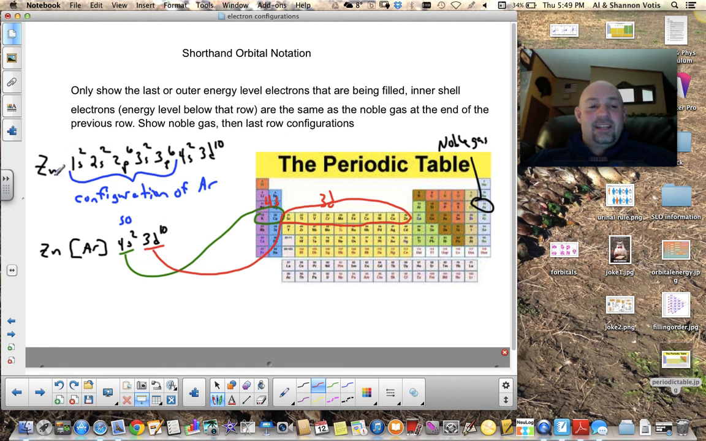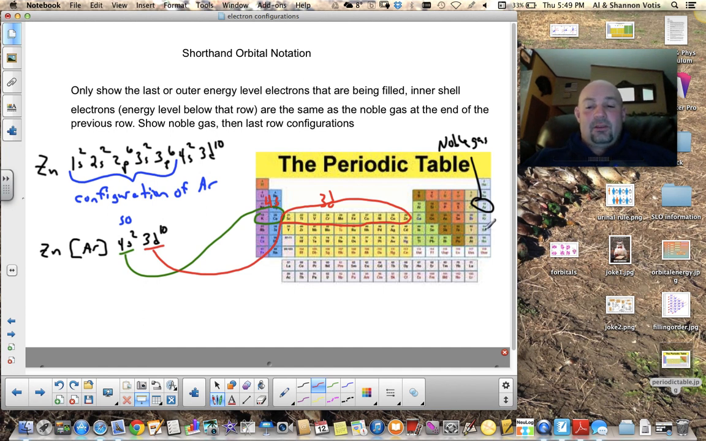Here's zinc's actual configuration: 1s2, 2s2, 2p6, 3s2, 3p6, 4s2, 3d10. Now, if I go to the row above zinc, argon is the noble gas in that row, and argon's configuration is 1s2, 2s2, 2p6, 3s2, 3p6. That much of it is what argon would be, so zinc is really argon plus some more electrons. So we take the first whole bunch of electrons that have argon's configuration and show them as Ar in brackets. Then we just show what's left, the electrons filling from this last row: 4s2, 3d10.